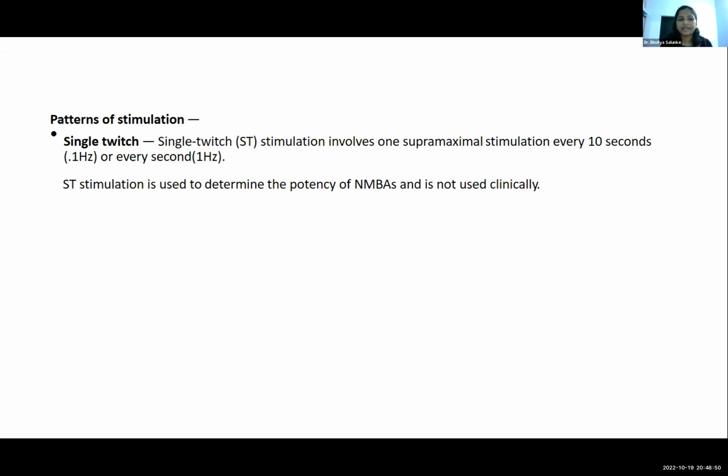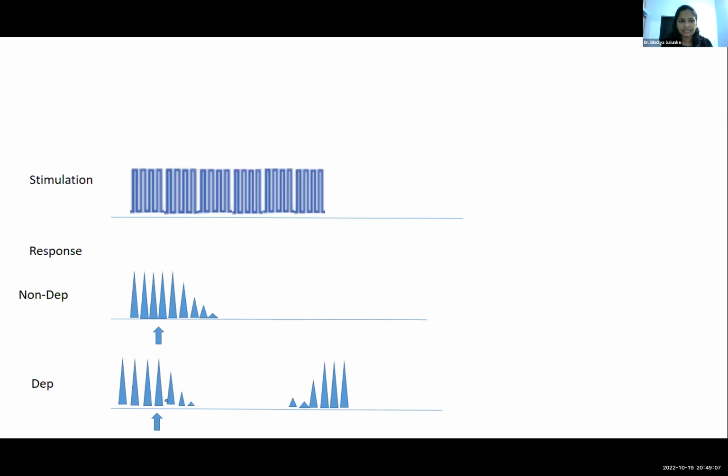What are the different patterns of stimulation? First is a single twitch. Single twitch stimulus involves one supramaximal stimulus every 10 seconds or every second. This is mostly used to determine the potency of neuromuscular blocking agents and is not used clinically. So here is the stimulus which is provided every second, and here is the response. With a non-depolarizing agent, you can also see the down regulation, similarly with a depolarizing agent.